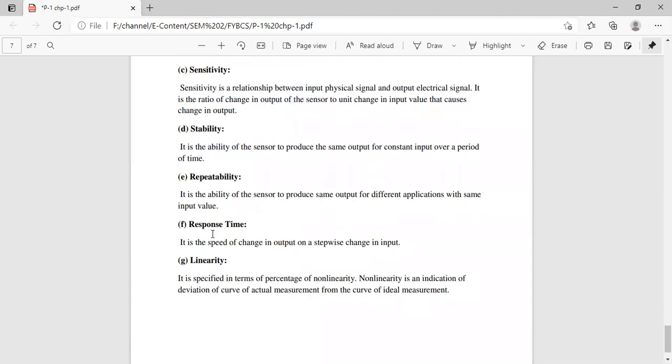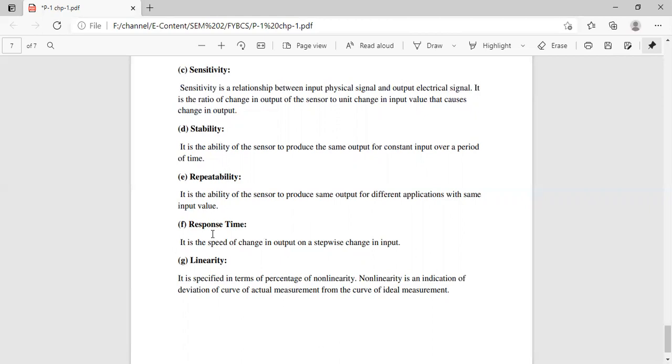After that, the second last parameter is response time. What is the response time? It is the speed of change in output on a stepwise change in input. So how much time that sensor is going to consume between application of input and production of output. Okay, the time required for the sensor to produce output when we apply input. After application of input, how much time that sensor is going to take to convert that input into its equivalent output. So that is response time.